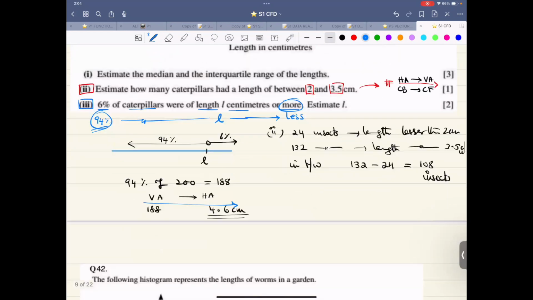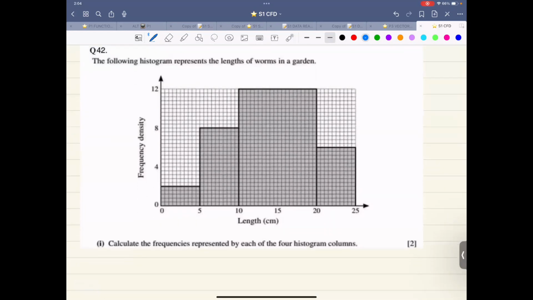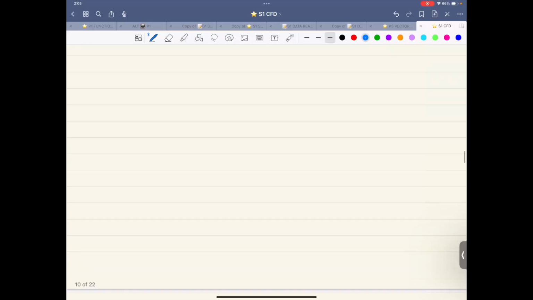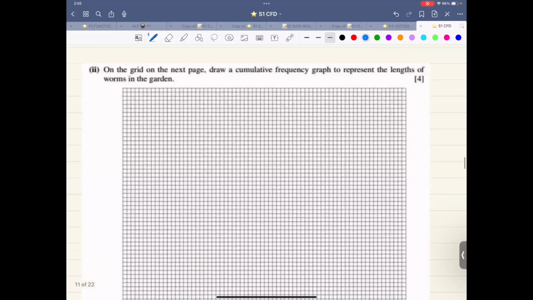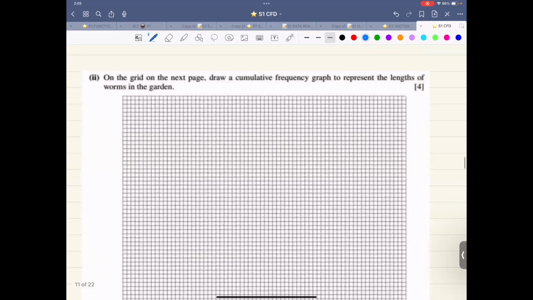Okay. Now let's look at this question. It says the following histogram represents the lengths of worms in a garden. Calculate the frequencies represented by each of the 4 histogram columns. And the next one, we have to draw a CF graph. I mean, we won't draw the whole graph. I'll just draw up the table.